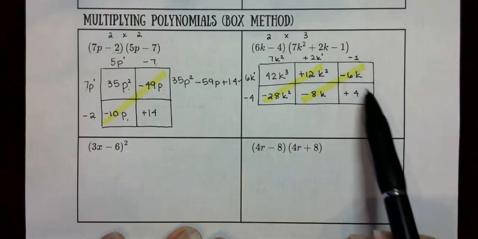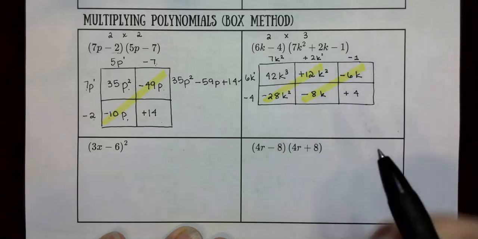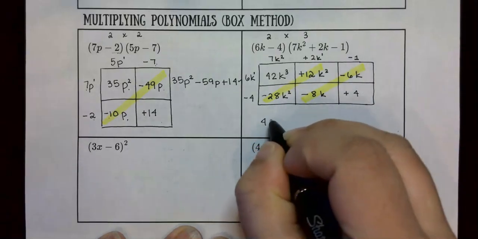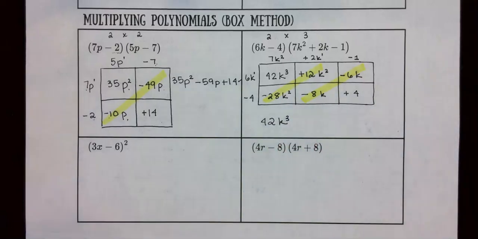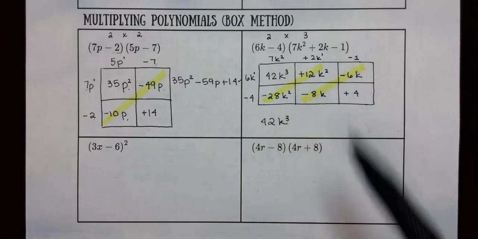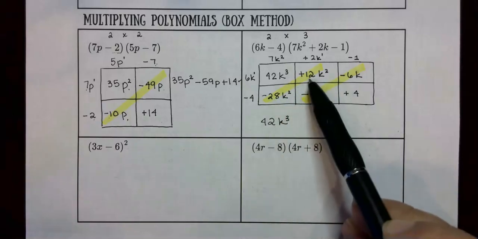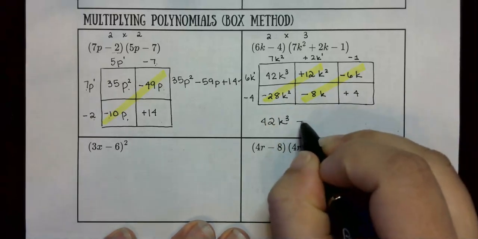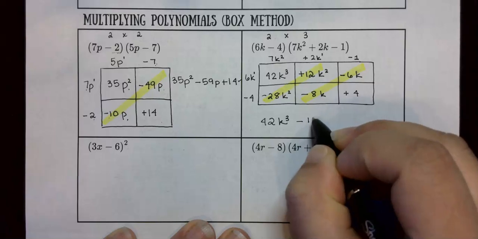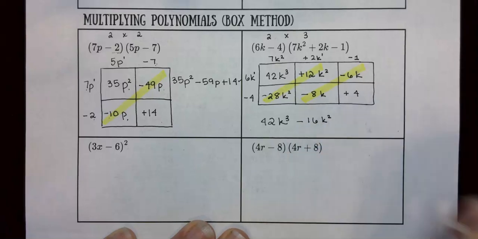So let's start with the highest exponent, which happens to be k to the third. There's nothing to combine with k to the third, so we bring down 42k to the third. Now I do have both of these right here, so we're going to combine 12 minus 28, which will give us negative 16k squared.